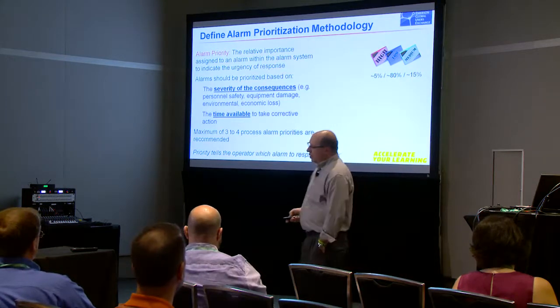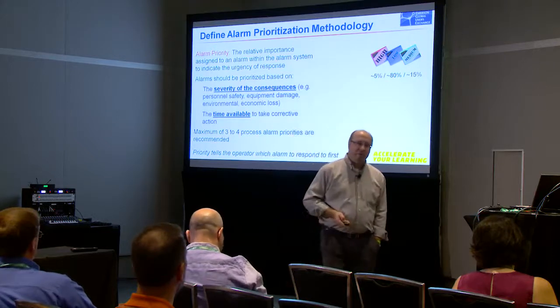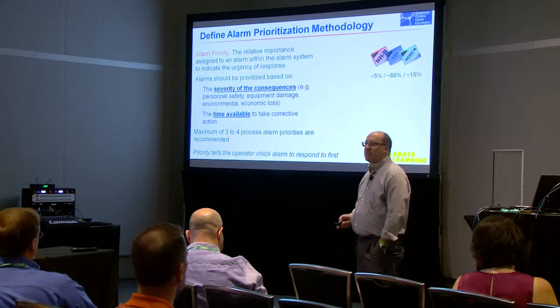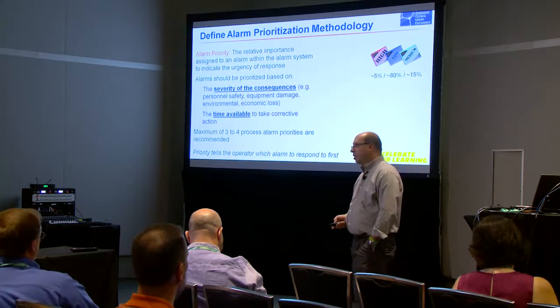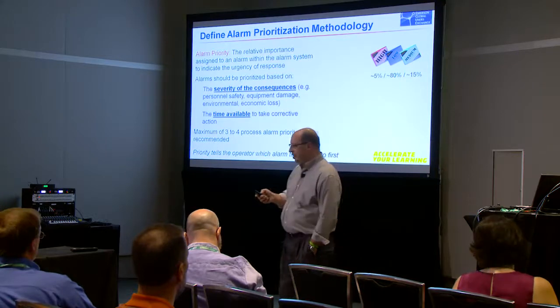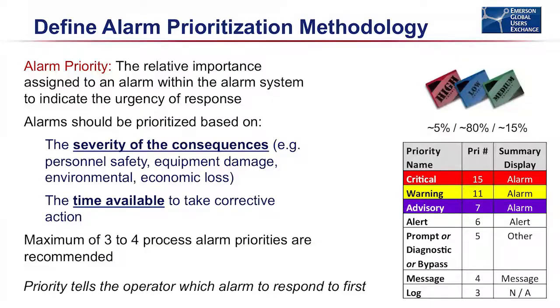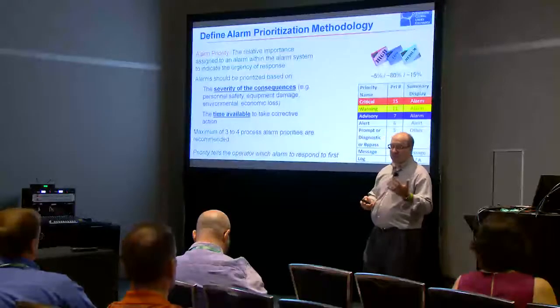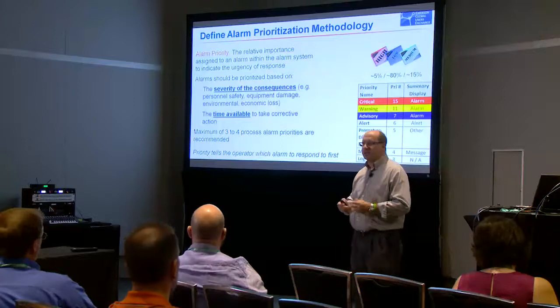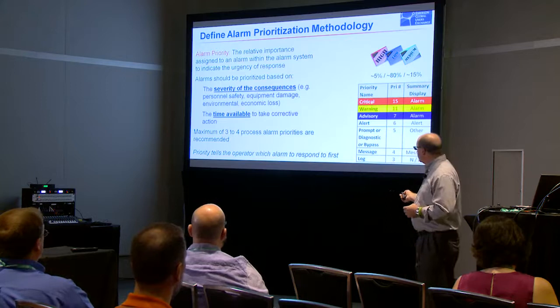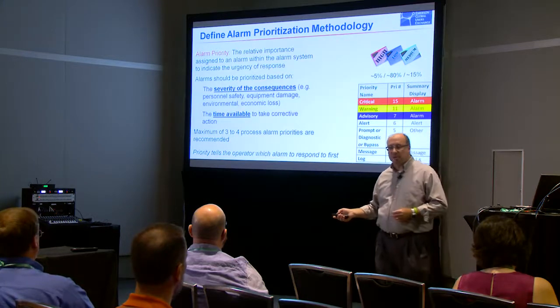So the recommended way to assess the priority of the alarm is to evaluate it based on the consequences. So what would happen if the operator didn't respond? That, coupled with the amount of time that they do have to respond. And typically you create a matrix of those elements. Now, in general, it only makes sense to have three or four different process alarm priorities. If you have more than that, it gets confusing for the operator to understand which one is actually more important than another. So using the DeltaV defaults of critical, warning, advisory is not a bad start.